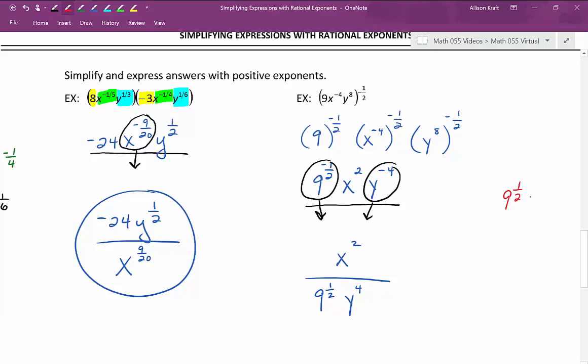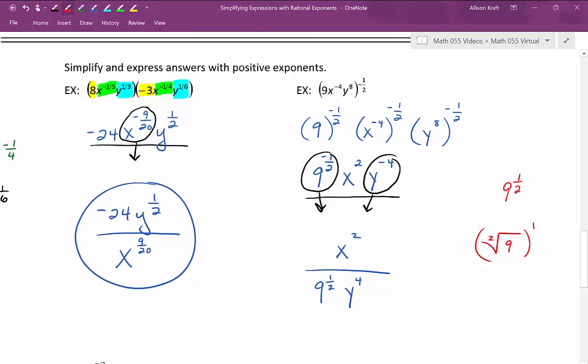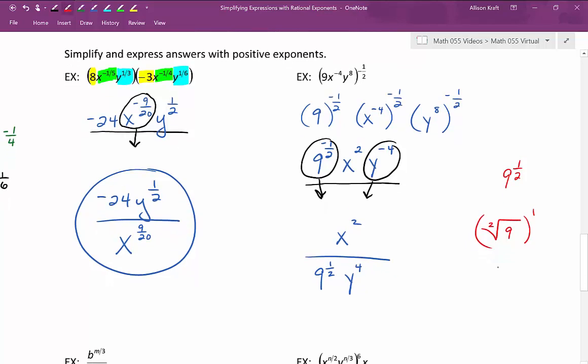Remember that a number raised to a rational exponent can be rewritten as a radical. The 9 is our radicand, the denominator is our index, and the numerator is the power that we're raising all that to. So the square root of 9 is 3, raised to the first is 3. We get a final answer of x squared over 3y to the 4th.